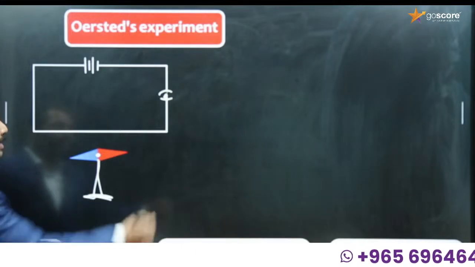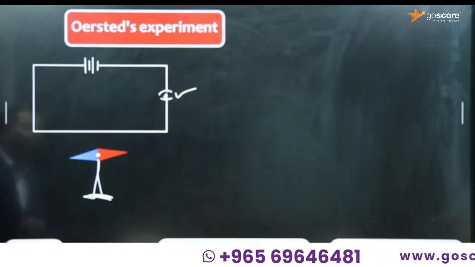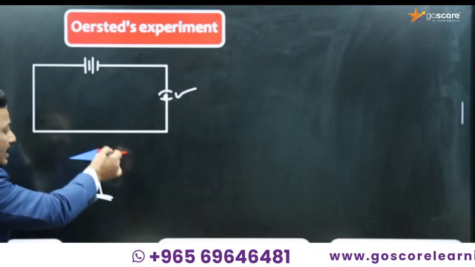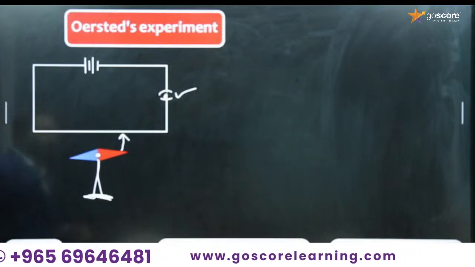Okay, so when the circuit is switched on, through his experiment, it is understood that the magnetic needle has a deflection. It is deflected towards the conductor.